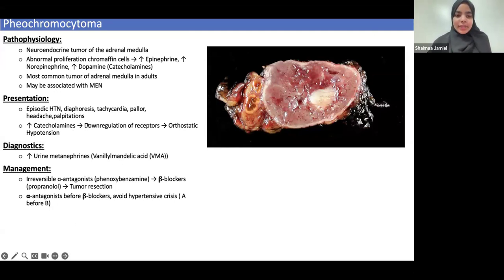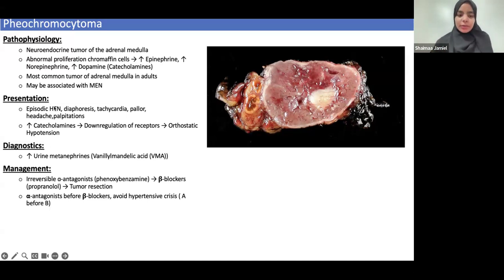And basically, they're going to present with episodic hypertension. And also you can present with orthostatic hypotension. And why is that? Because the high amount of catecholamines that were released is going to cause downregulation of the receptors, basically the alpha and beta receptors. When you stand up, your blood pressure goes down, but because they don't have enough receptors, and if at that moment they don't have enough of the catecholamines, their blood pressure is going to drop very low and they're going to have orthostatic hypotension.